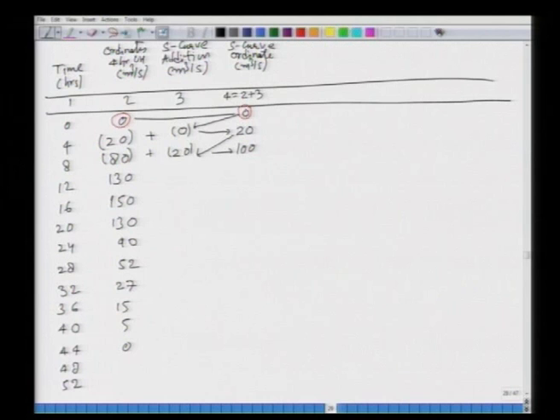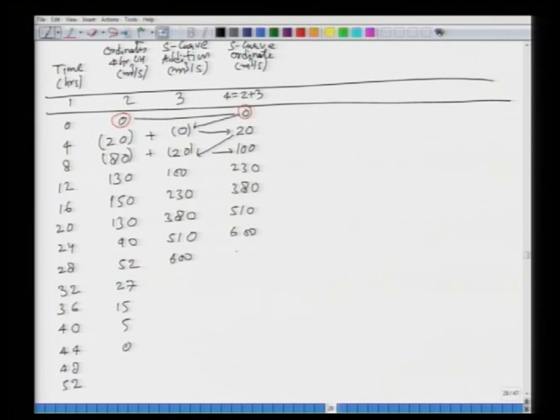You will have 100, and then let me put 100 here, and then you will have 230 here. Then you have 230 here, and you will have 380 here, then 380 comes down here, then you sum this, you will have 510 here. If 510 here, then this will be 600, and then 600 plus 52 is going to be 652, and so on.